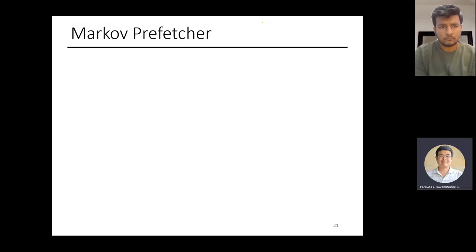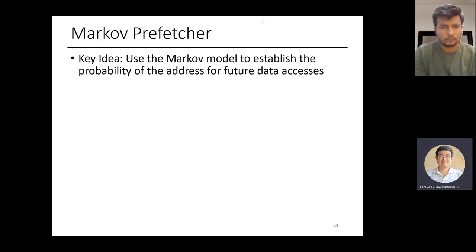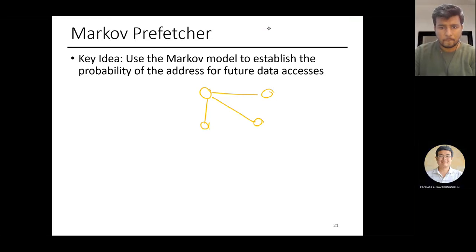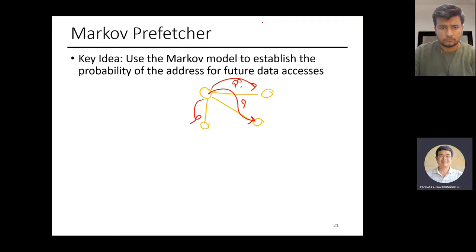Another idea is we can use a Markov model. The idea is, I can use a Markov model to predict the probability of my access to the other address. So let's say this is my graph, and I do graph traversal. I can go from here to here, to here, and to here. What's the probability P that I will go into each of these edges? I can predict it using a Markov model.